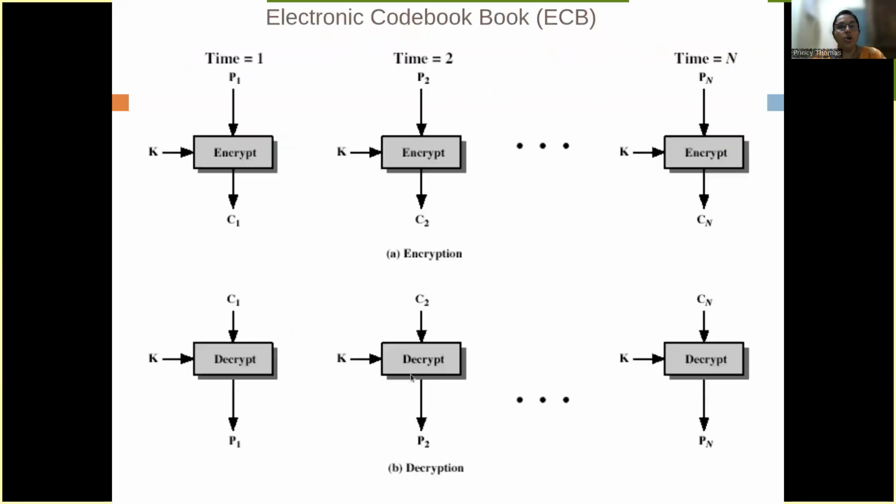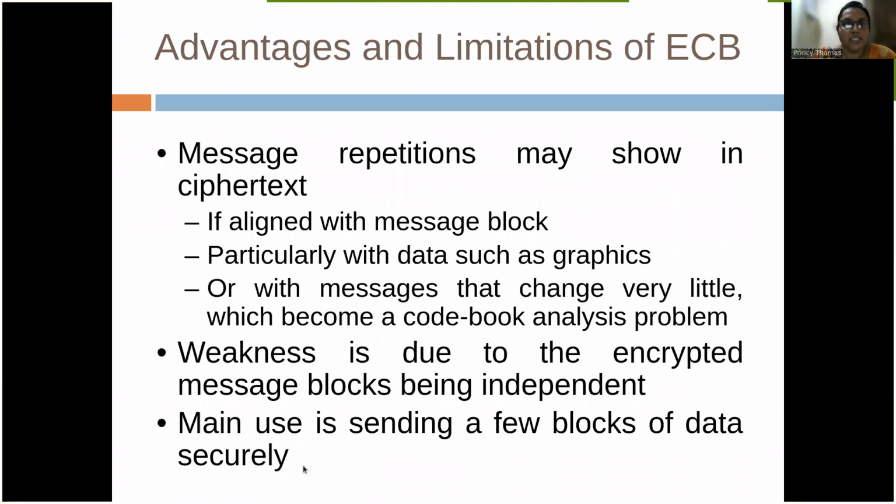Okay, now if we have got a large size of data, simply what we are going to do is divide the whole message into 64-bit blocks, and then the same operation is done for all those blocks to get the cipher of the whole text. And decryption is done by, again, using the same key with the decryption algorithm of DES. Okay, so this is how electronic code book functions.